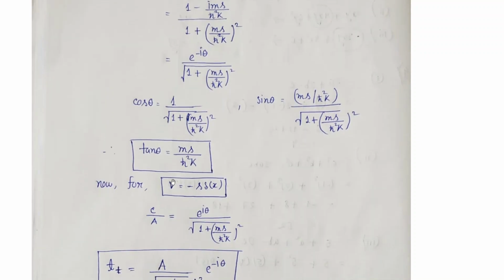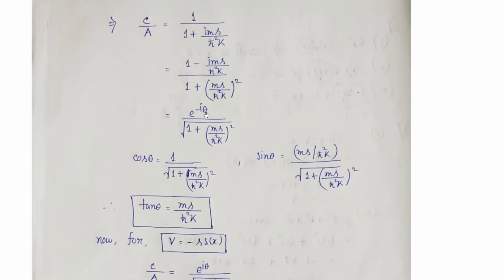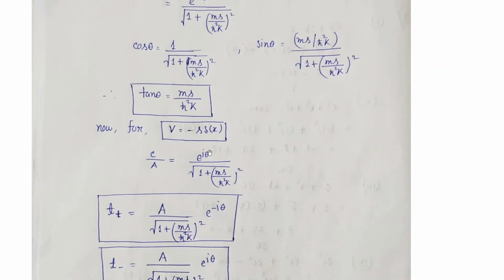And now once I get this tan theta, we can simply use it for V is equal to minus lambda delta x. This lambda should be replaced by minus lambda everywhere. So for minus lambda delta x, c by a will be e to the power i theta over 1 plus i m lambda by h cut square k. In the previous case it is theta, now it will be replaced by minus theta, because lambda is negative this time. So this is for minus lambda delta x.